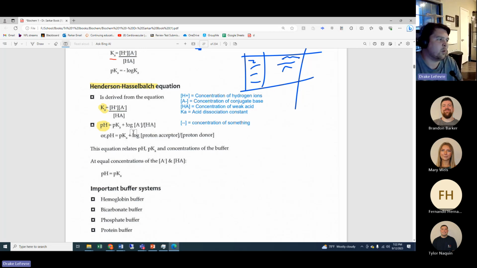But we aren't going to be doing the actual equations, just recognizing what the equation is and understanding that the Henderson-Hasselbach equation relates the acid dissociation constant, whether the acid is strong or weak, to the pH, to predict what the pH should be if we were to put that specific acid into water.